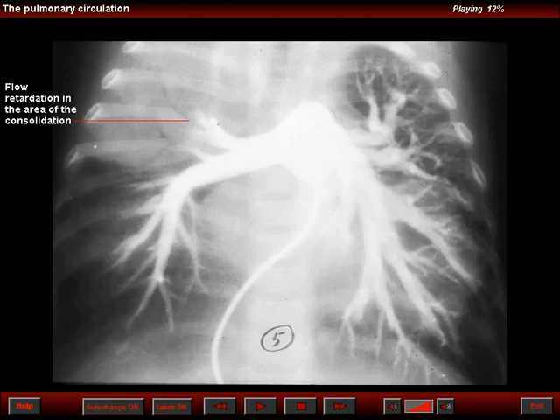In this infant, the early phase of a pulmonary arteriogram shows flow retardation in the right upper lobe. If this was a pneumonia, we would have expected the perfusion of the right upper lobe synchronously to the other areas of uninvolved lung parenchyma.